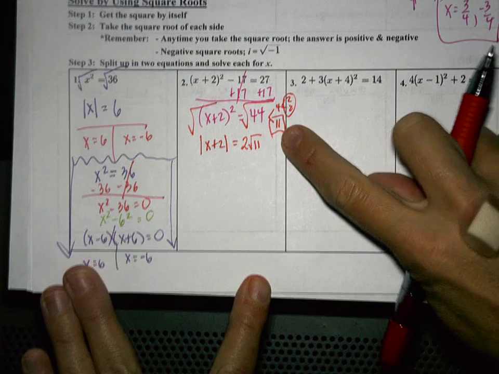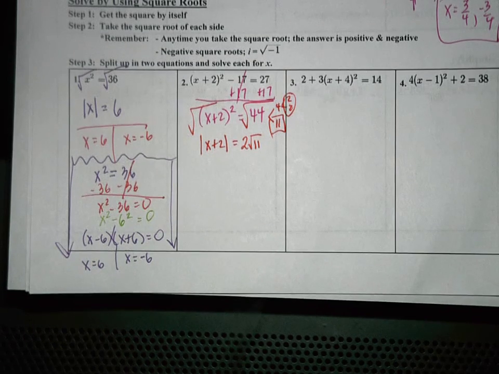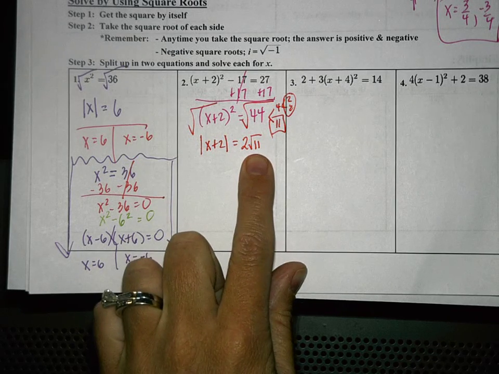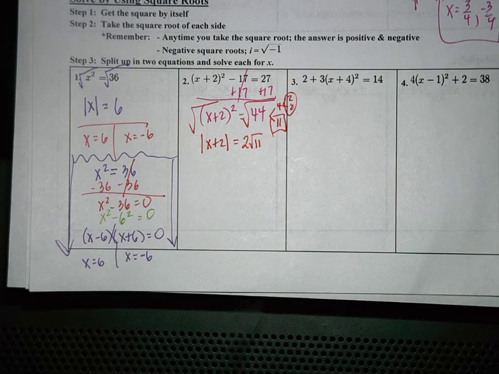So I always box my leftover numbers because if I had multiple numbers left over, I'd multiply them together and they'd stay under the root. Anything that's a pair, I bring out in front. Okay, so at this point now, what am I going to do?